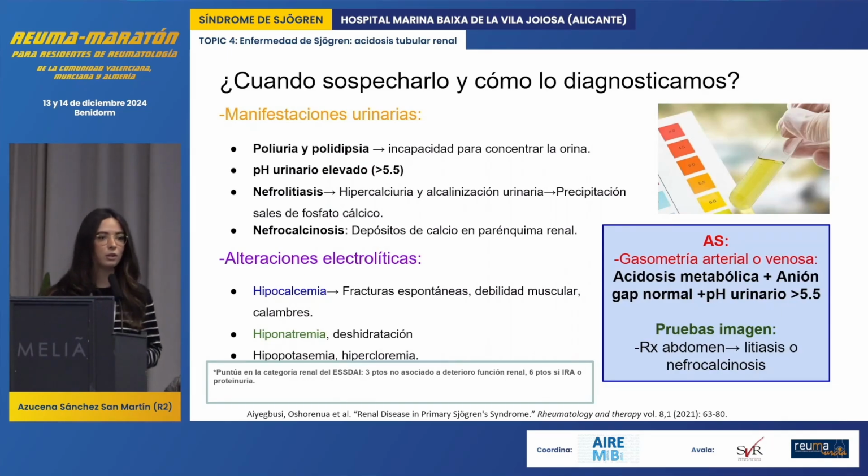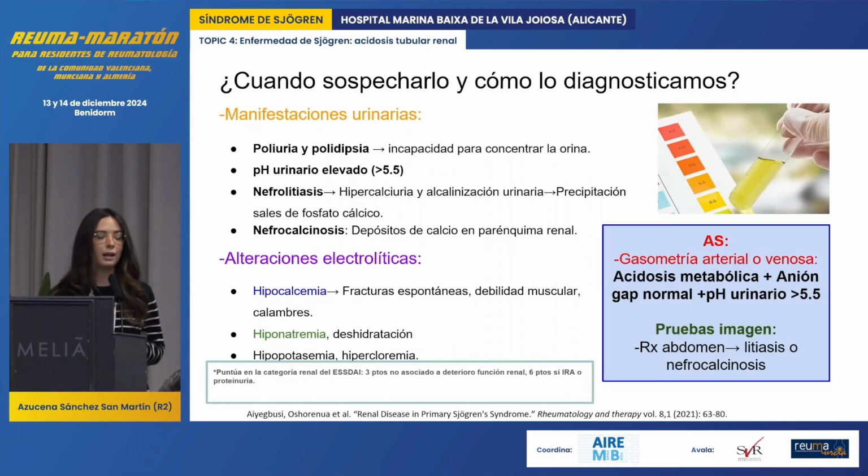We also need to check for electrolyte imbalances, as they may have hypocalcemia, and as a result, they can develop spontaneous fractures, muscle weakness, cramps, hyponatremia, hypokalemia, and hyperchloremia. So in lab tests, these patients will primarily show a metabolic acidosis with a normal anion gap and an elevated urine pH greater than 5.5. We can also order an abdominal radiograph, which is readily available, and there we may observe lithiasis or nephrocalcinosis, as I mentioned earlier.